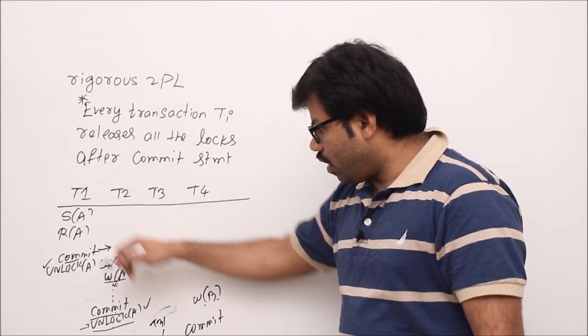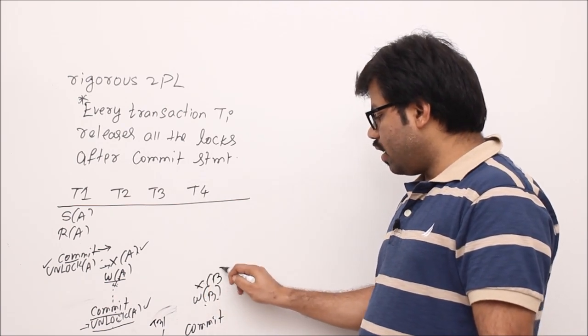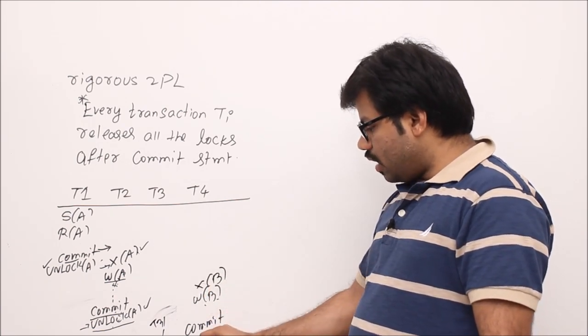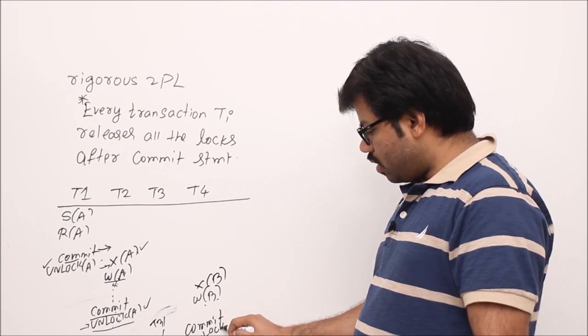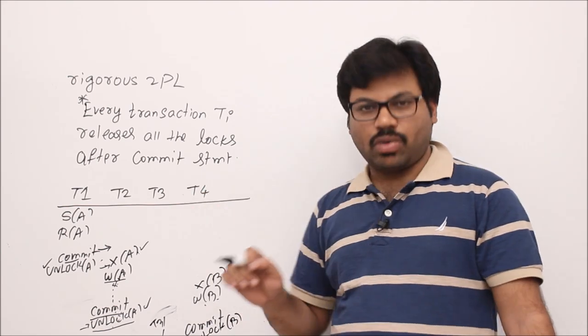So write of B, so far nobody is acquiring that lock, so here T4 can acquire an exclusive lock on B, then it is going to release here, unlock of B. There will not be any problem. Now only T3 is facing the problem.